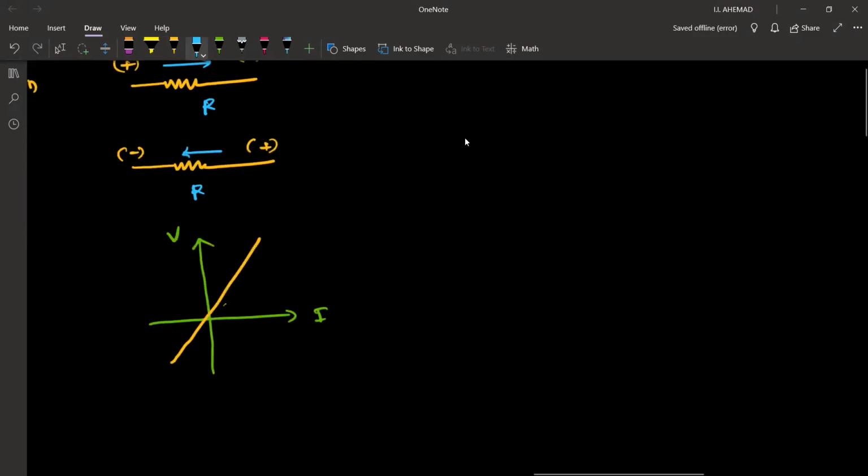So this is an ohmic conductor. Why is this ohmic? Because here, look, V is proportional to I. If V is proportional to I, it will be a straight line as well as it will pass through the origin.